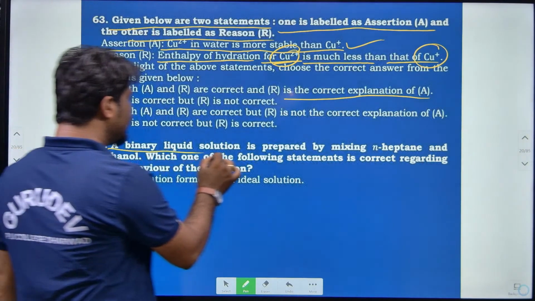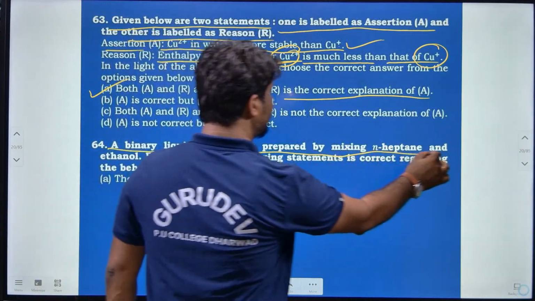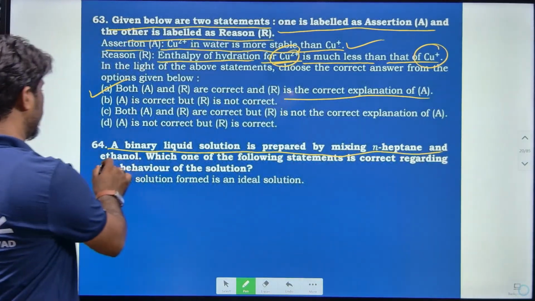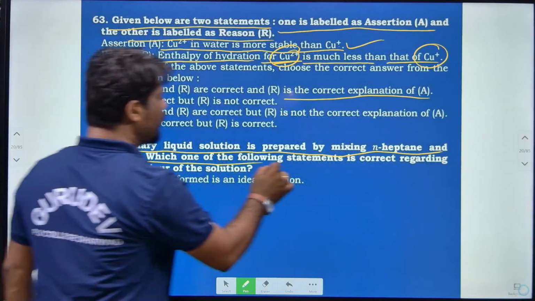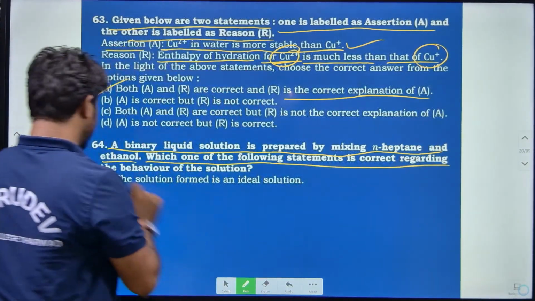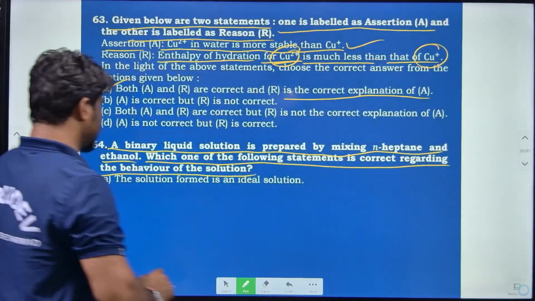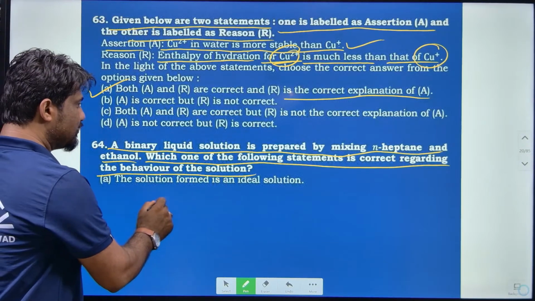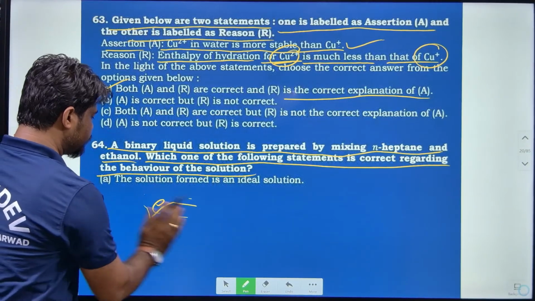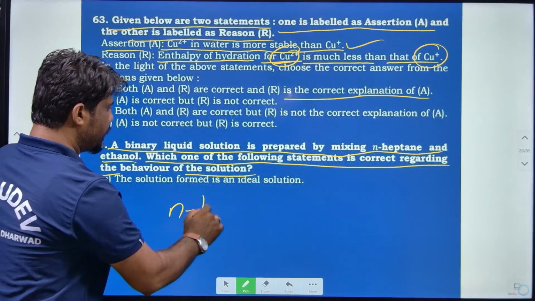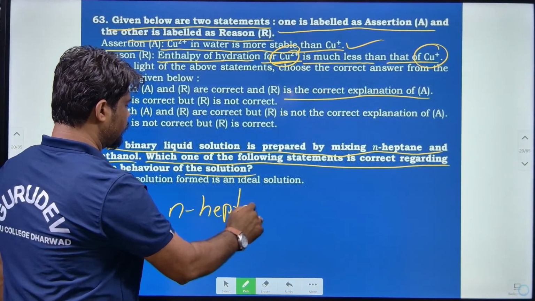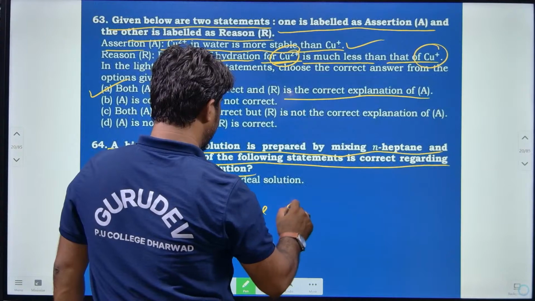A binary liquid solution is prepared by mixing n-heptane and ethanol. Which one of the following statements is correct regarding the behavior of the solution? So I'm going to take it as n-heptane and ethanol.